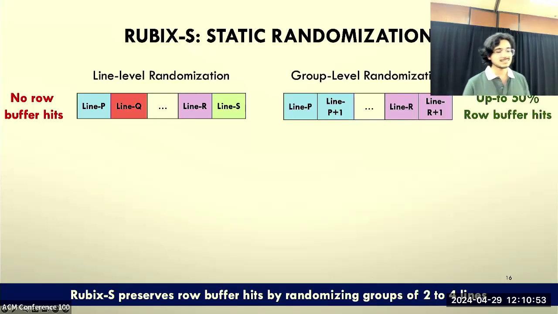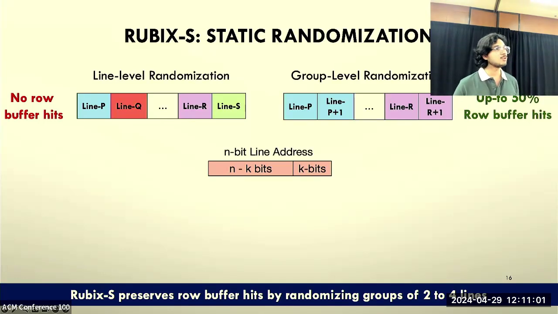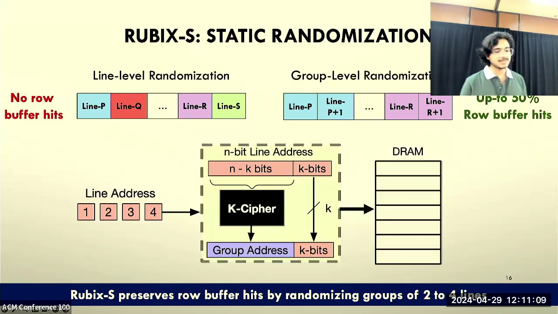So to prevent this, we can encrypt a group of, let's say, 2 lines, which will give us up to 50% row buffer hits. More generally, we can have a group of 2 to the power of k lines. And for an n-bit line address, the group address is just the top n minus k bits. Randomizing the group address preserves the spatial locality of lines that belong in a group, which aids row buffer hits. But different groups within the row are still randomized, preserving the randomization property of Rubix, as we see here.